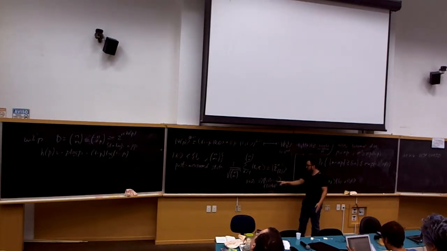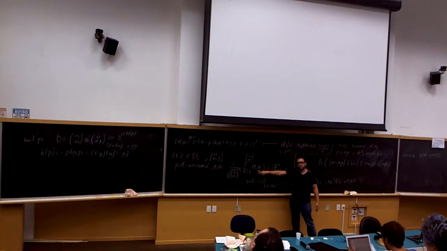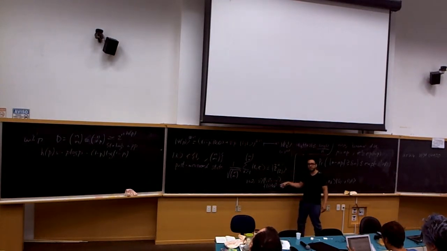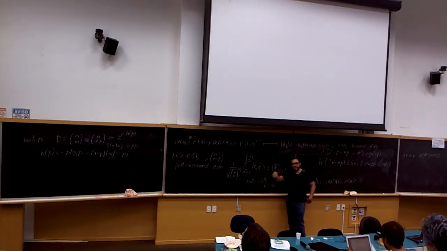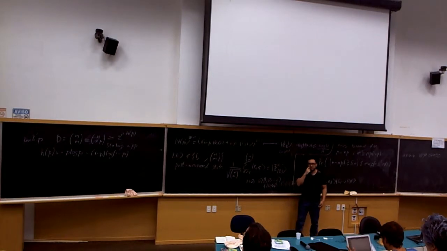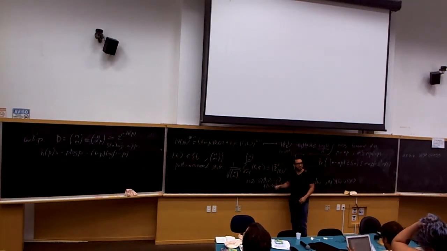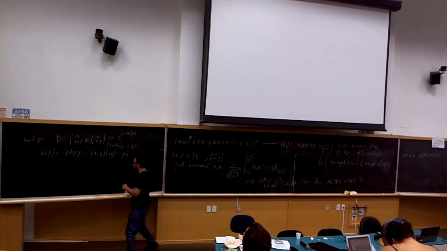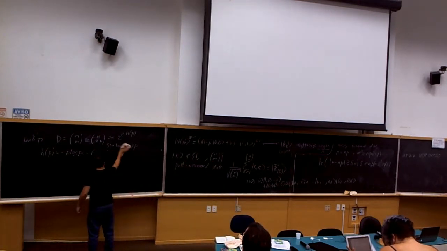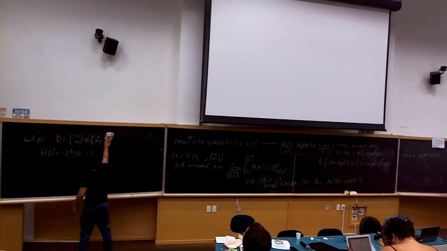But this state is just a maximally entangled state. It's the state of this form of dimension n, because you have n terms. So up to a change of basis, it has this form. And the same idea works for every m, you get the same thing. It's maybe something you have to do yourself, but yeah. Good.